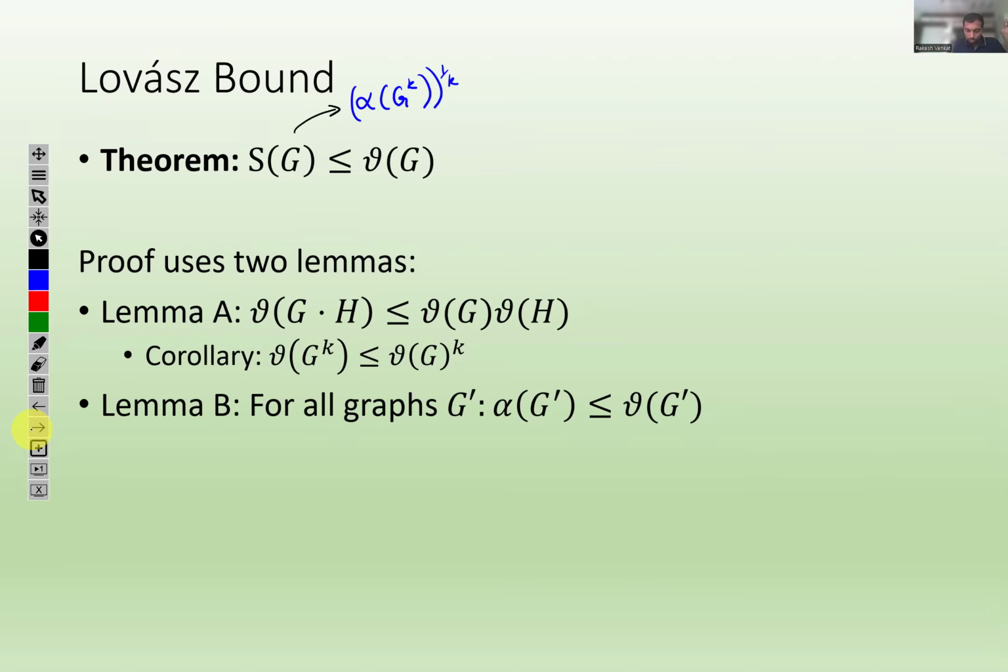Okay. So what should I first do? Can someone suggest to me what I should first do with this? I have the corollary in hand, the multiplicativity of the theta function under graph products.